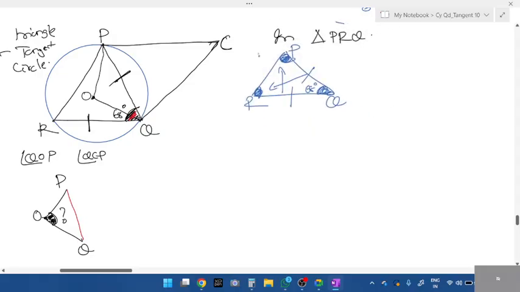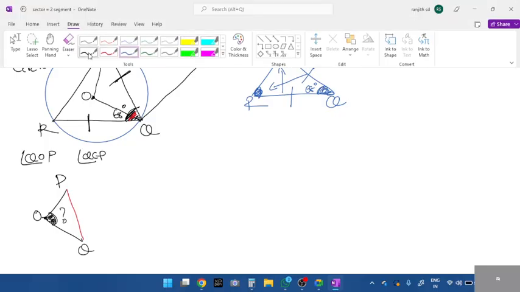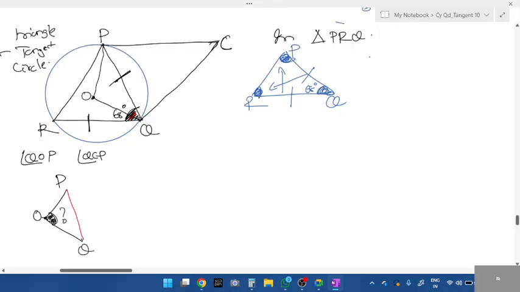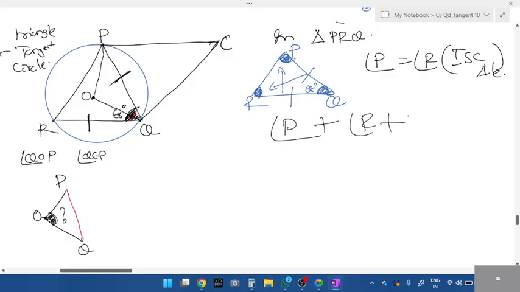Diagram is for reference. If you're good with all this concept, even without diagram, you can do it directly. In triangle PQR, you can write it like this. Angle P is equals to angle R. Mention isosceles triangle. Next, apply sum of interior angles. Angle P plus angle R plus angle Q is equals to 180.